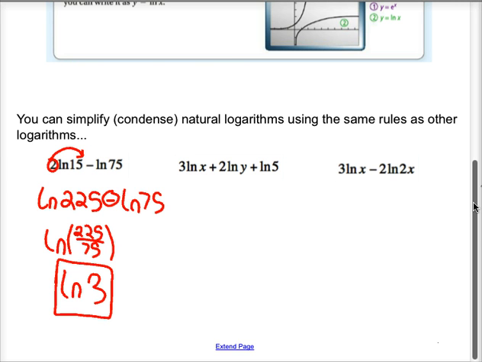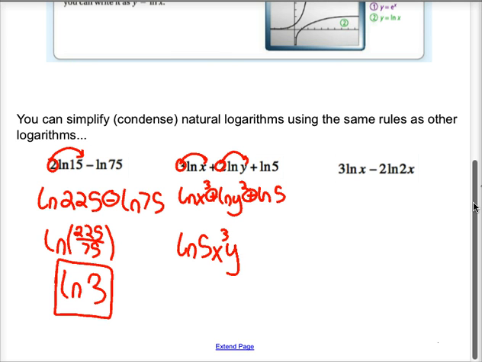Looking at the next one, again, I'm going to pop up every coefficient. So this will become the natural log of x cubed, natural log of y squared, and 15. And what I want you to notice, now we are adding between all of those terms. When you're adding between the terms, you end up just creating a chain of multiplication. And then that will be your final answer.